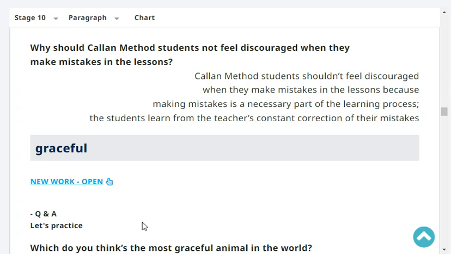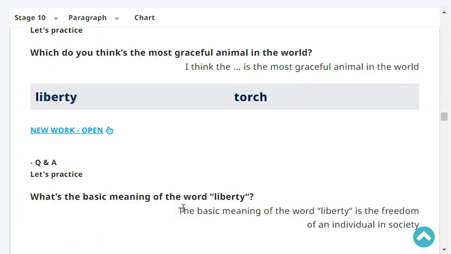One more. Callan Method students shouldn't feel discouraged when they make mistakes in the lesson, because making mistakes is a necessary part of the learning process. The students learn from the teacher's constant correction of their mistakes.